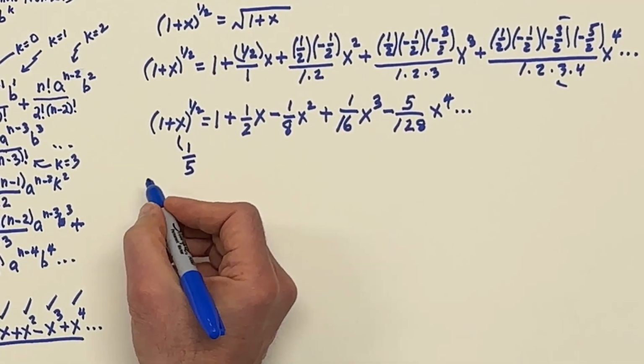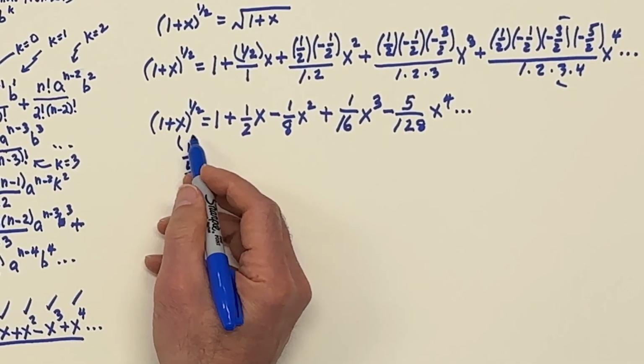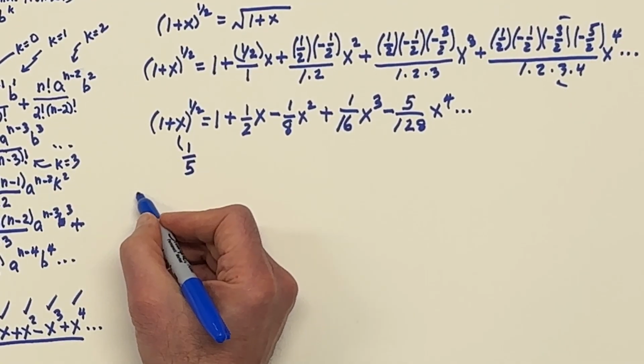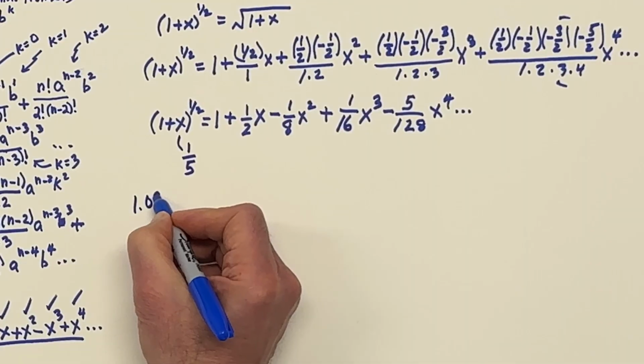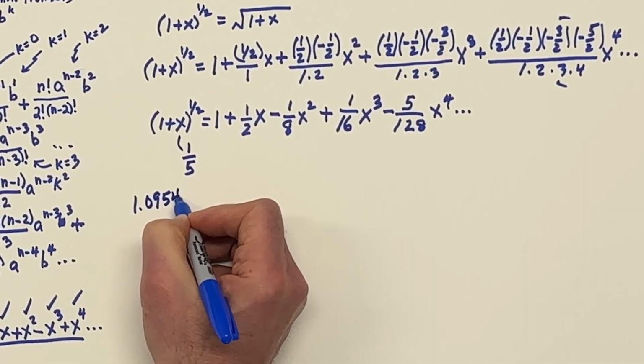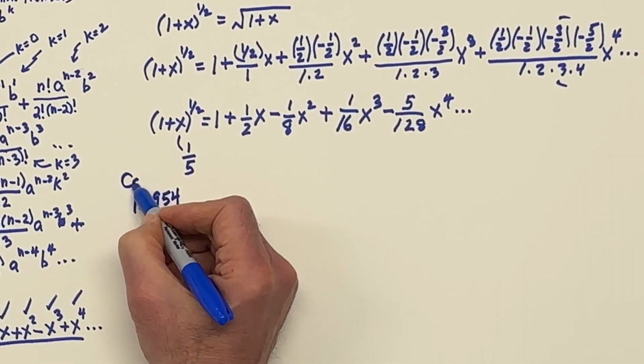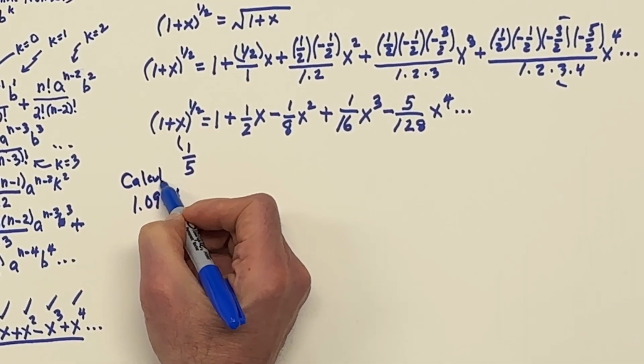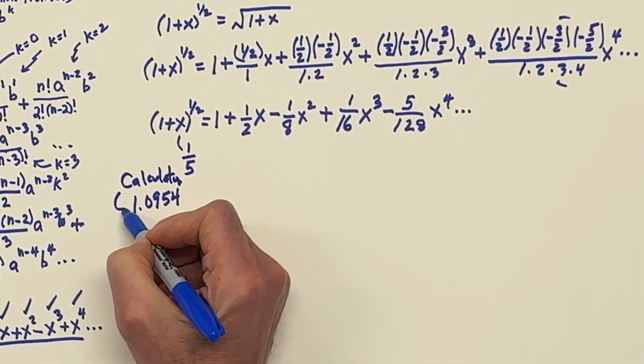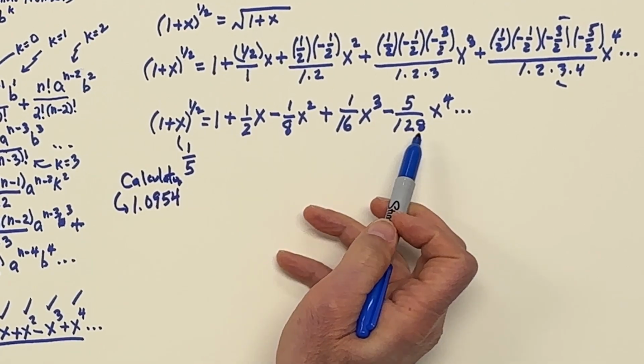So if I use my calculator, I take 1 plus 1 over 5 and take the square root. I get 1.0954. And I encourage you to do this to this many digits. All right, so this is by calculator. Calculator gives this. Now I'm going to use the calculator with my formula.